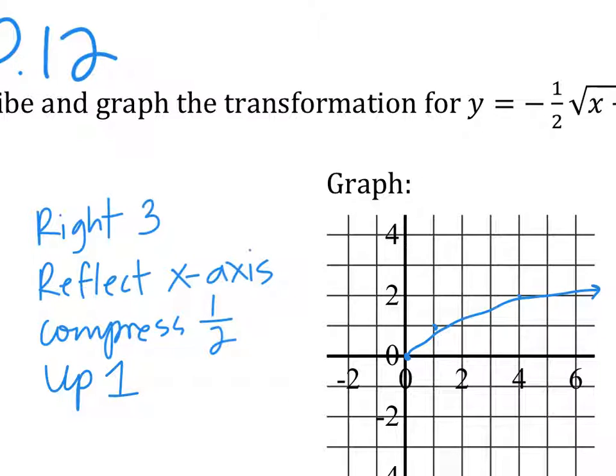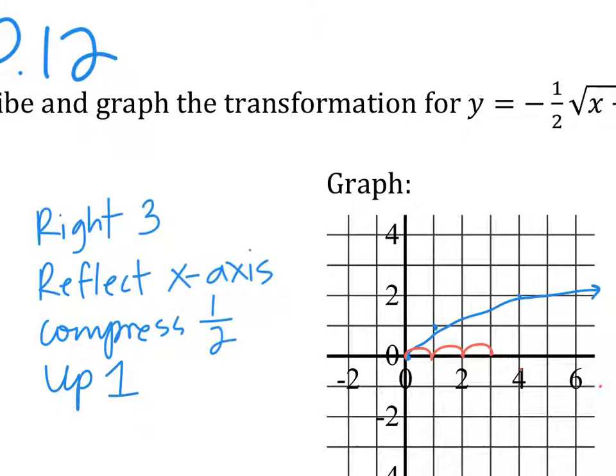Are you guys okay? Yes? Okay, so move right 3. Reflect over x-axis, so we're going to flip down now. Compress by 1/2, so it was 0, 0, 1, 1, 4, 2. Now it's 0, 0, 1, 1/2, and 4, 1. Okay, but obviously we moved right 3 and flipped over, so it's going to be a little different. So it's going to be something like this.